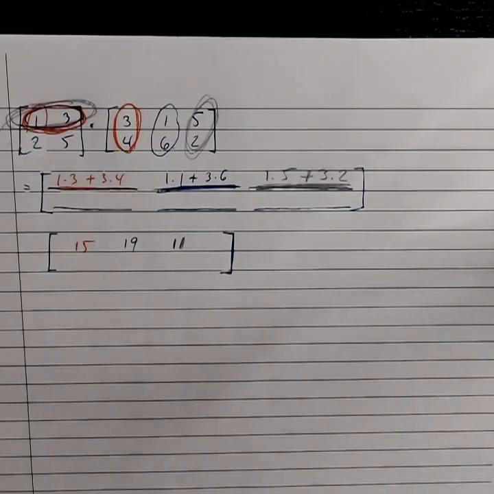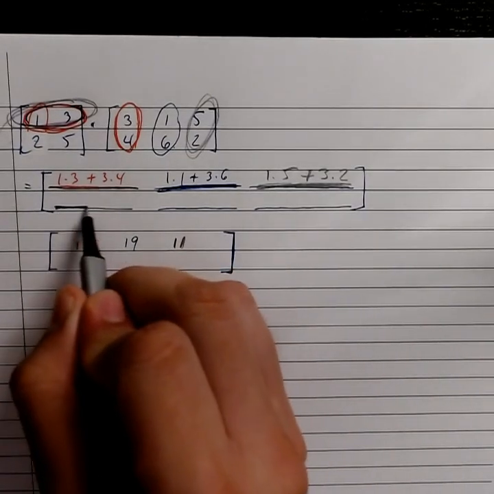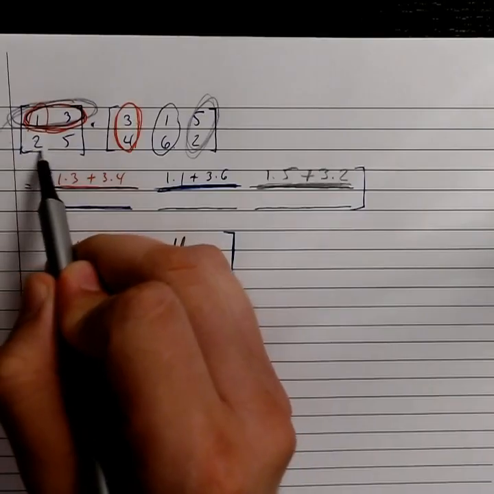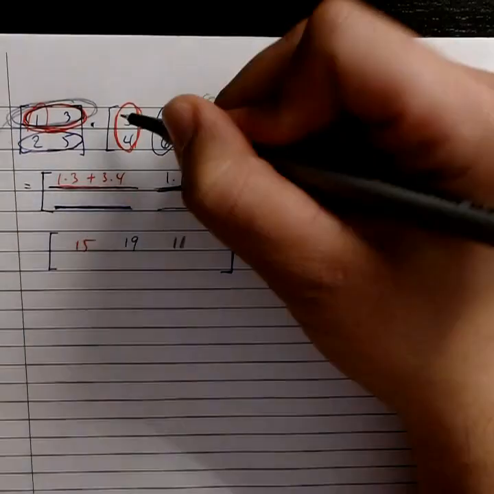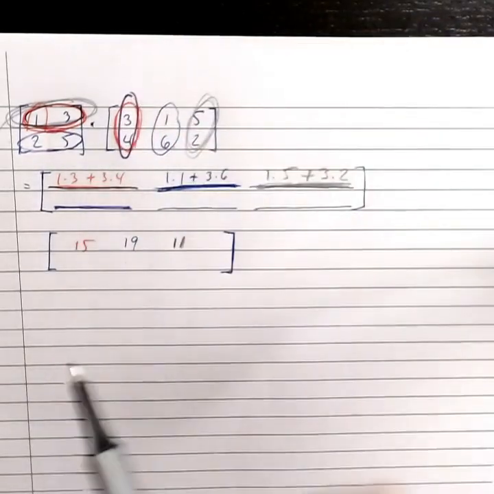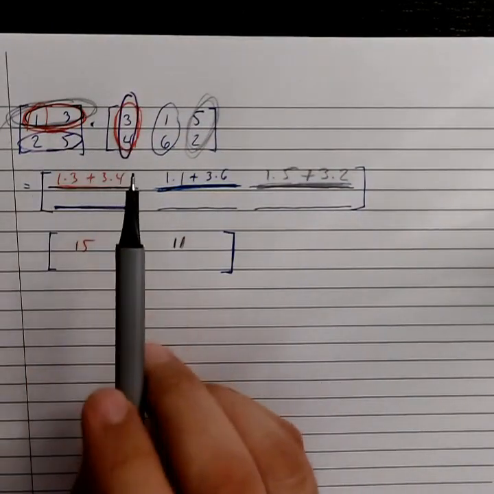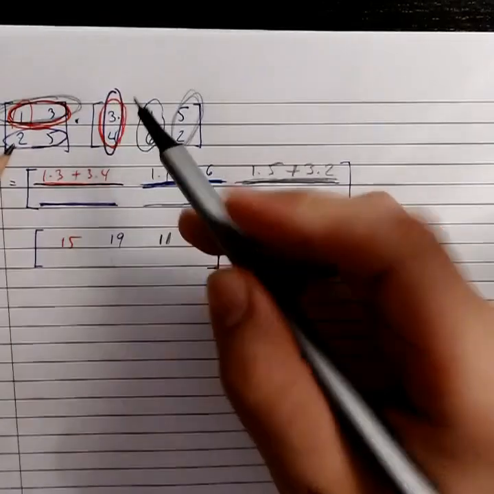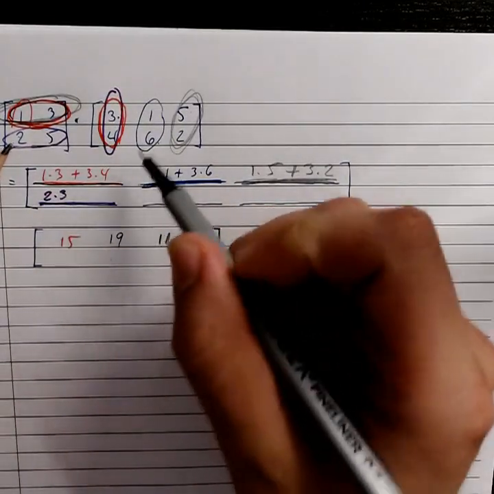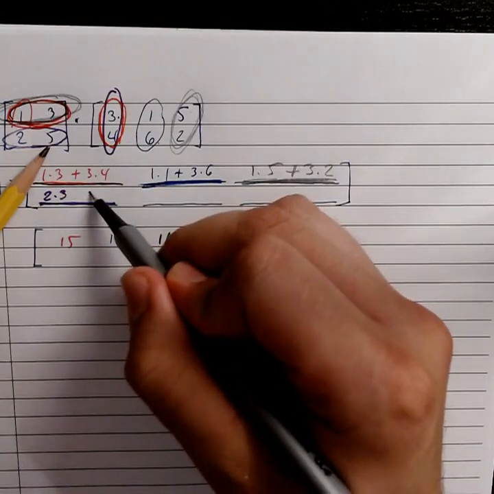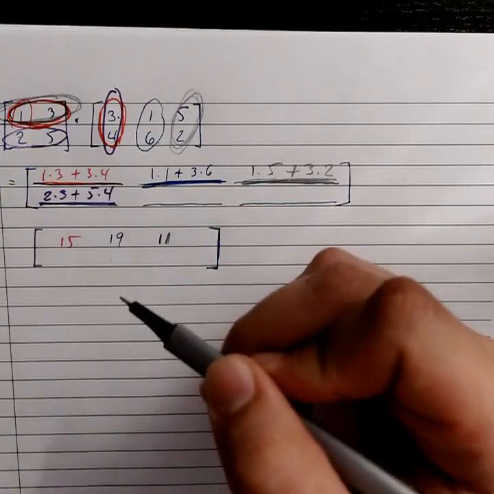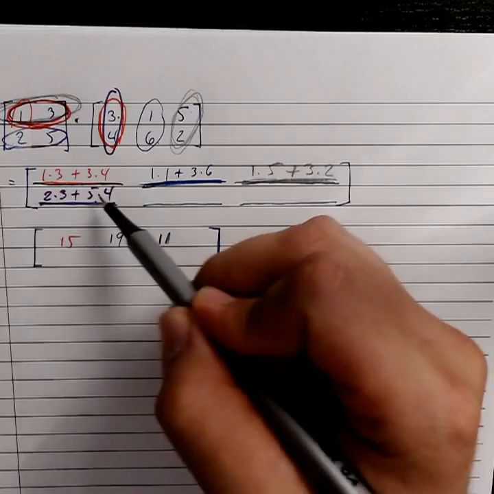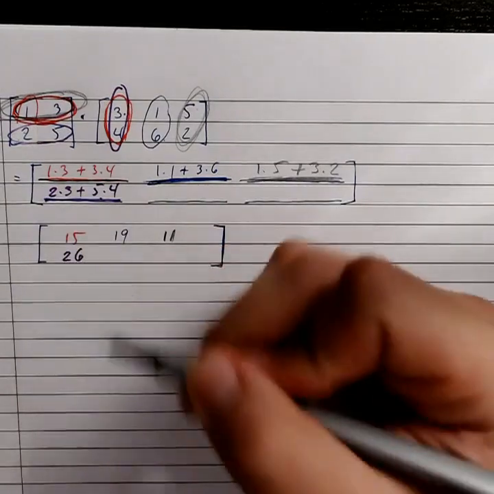All right, so this number right here is in position second row, first column. So I'm going to grab the second row from the left, the first column from the right, and now I'm going to go left to right, top to bottom. So this will be 2 times 3, and then that'll be 5 times 4. Then I'm going to add those together. 2 times 3 is 6. 5 times 4 is 20. So 6 plus 20 will be 26. And that's that first number.